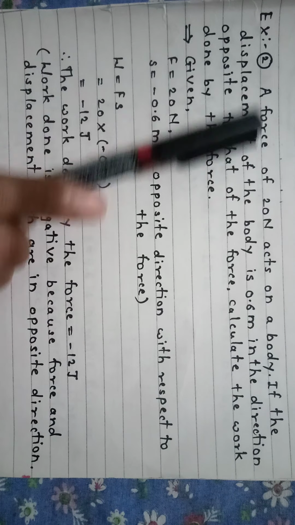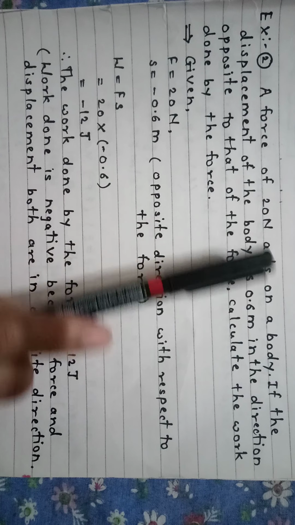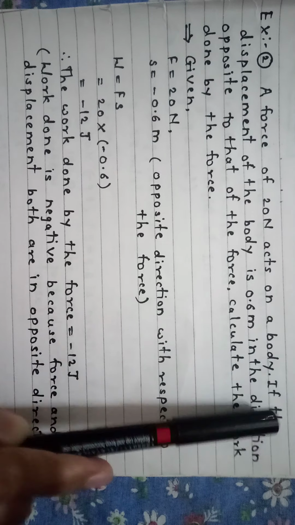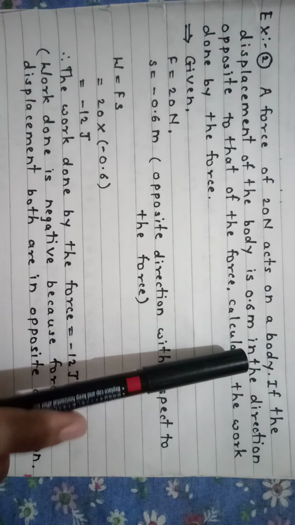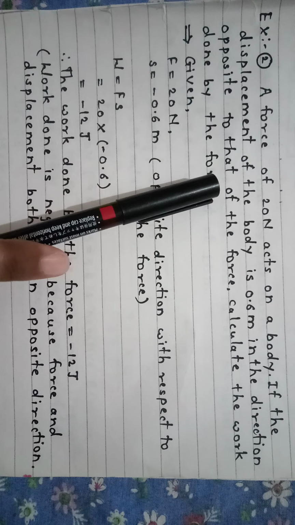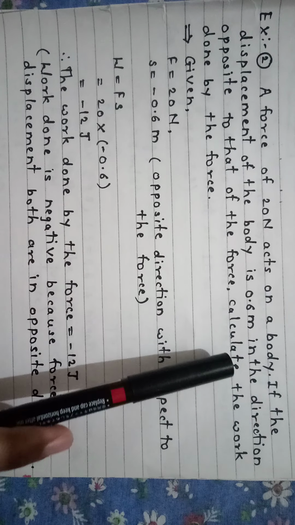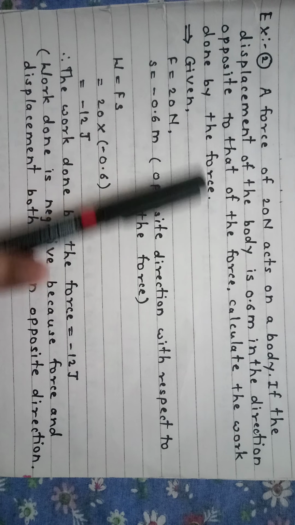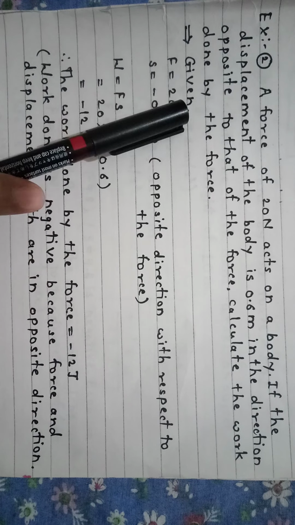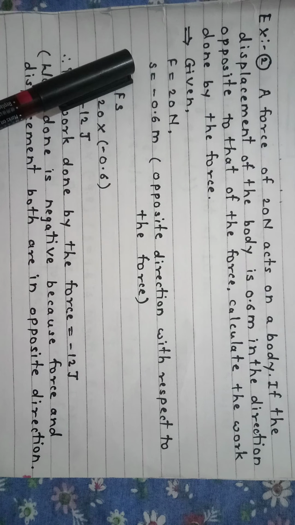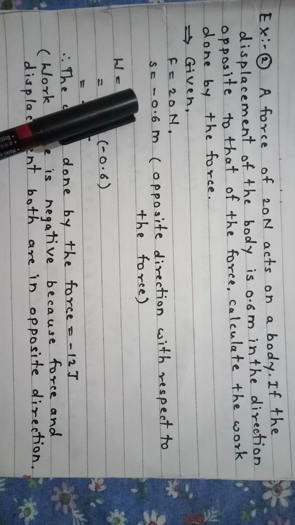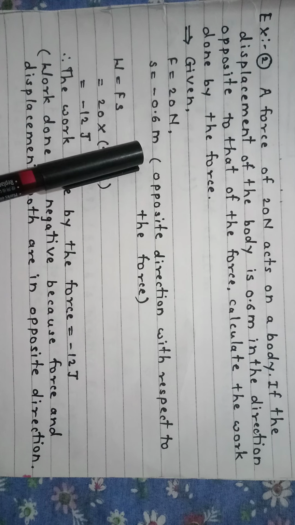Example number 2. A force of 20 Newton acts on a body. If the displacement of the body is 0.6 meter in the direction opposite to that of the force, calculate the work done by the force. Here given things are force is equal to 20 Newton, displacement S is equal to negative 0.6 meter.